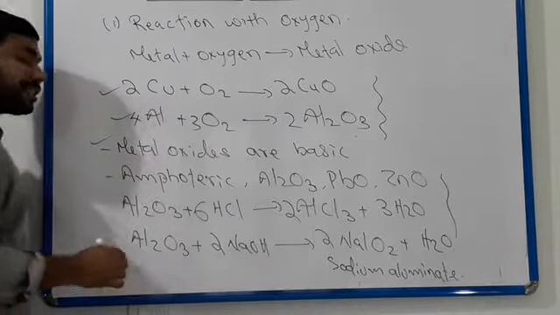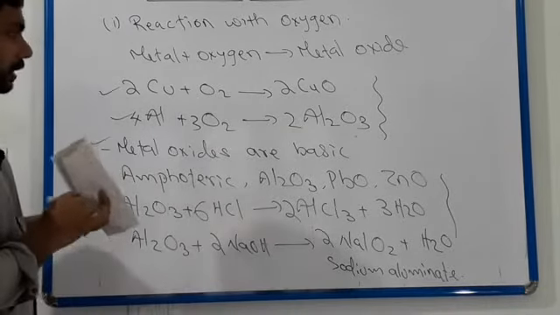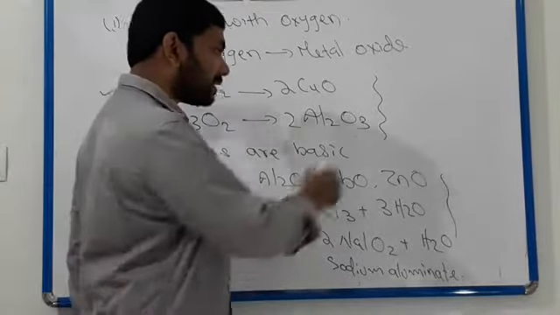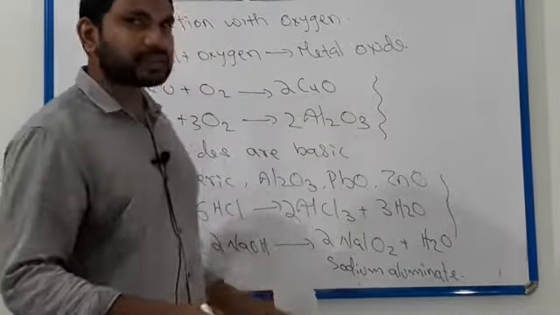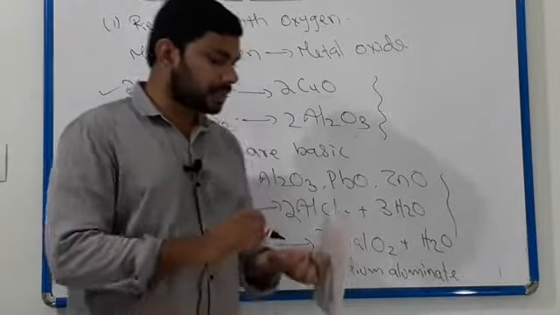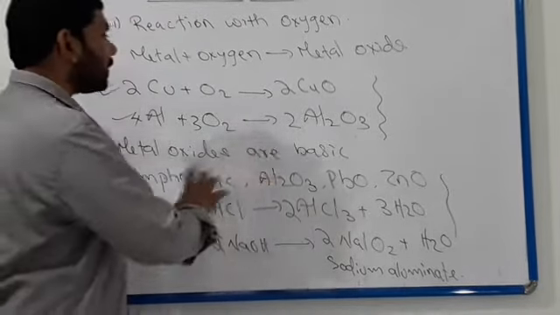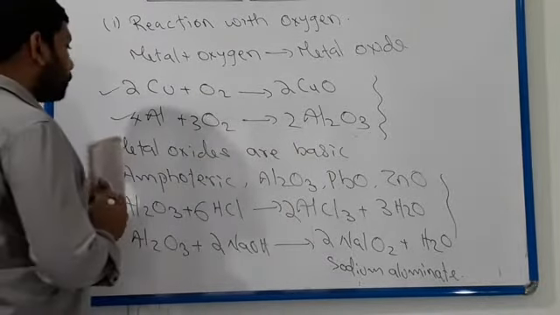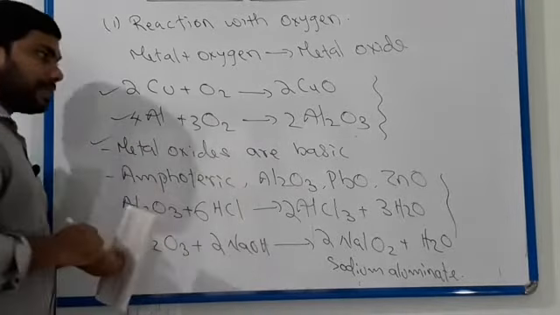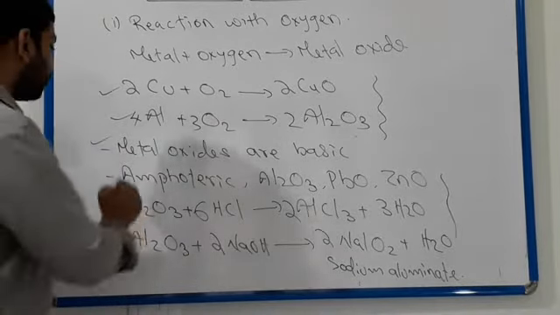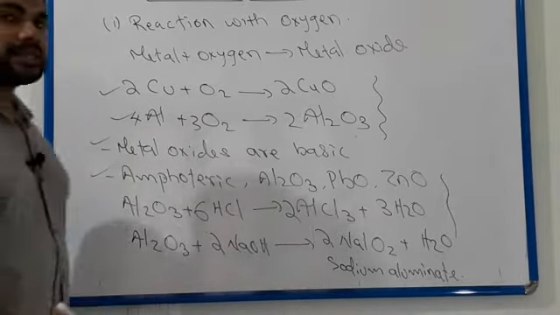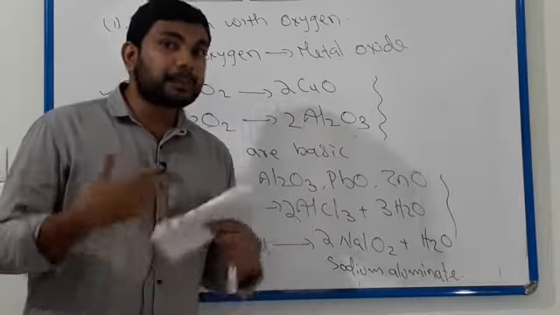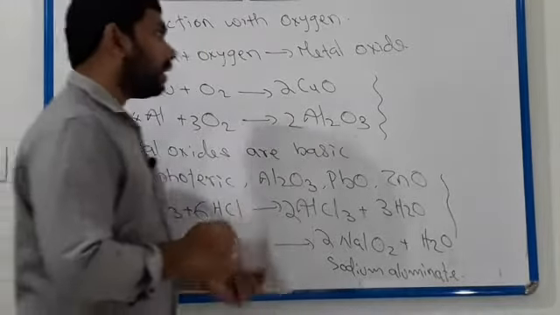Generally metal oxides are basic. Base or alkali. There is some difference between base and alkali, which we will discuss. Now see here, generally metal oxides are basic. I told you not all metal oxides are basic generally; there are some exception cases. Metal oxides are basic, but some metal oxides are amphoteric.